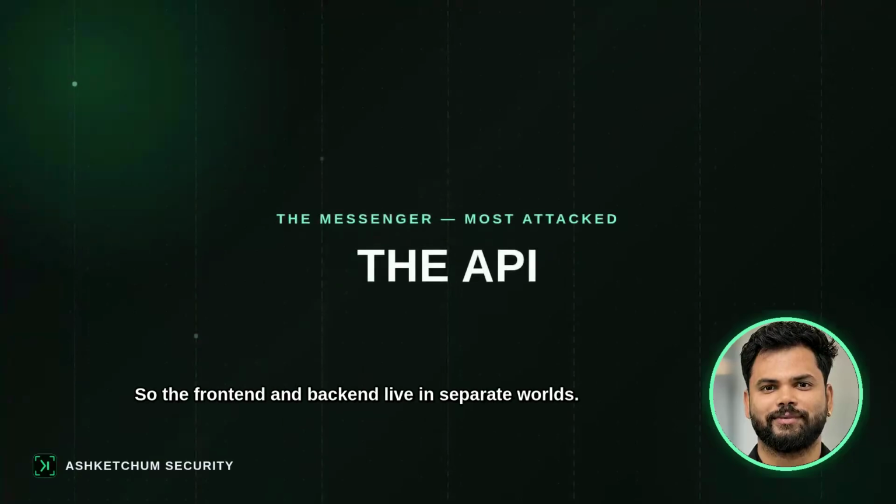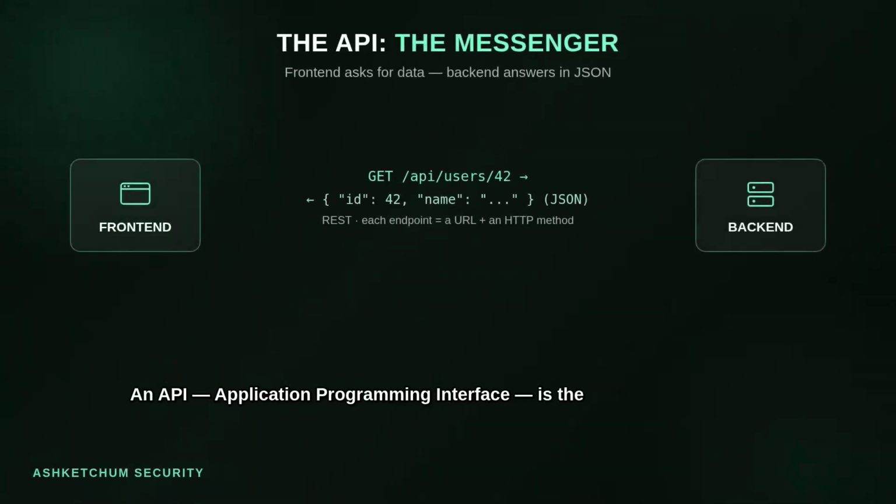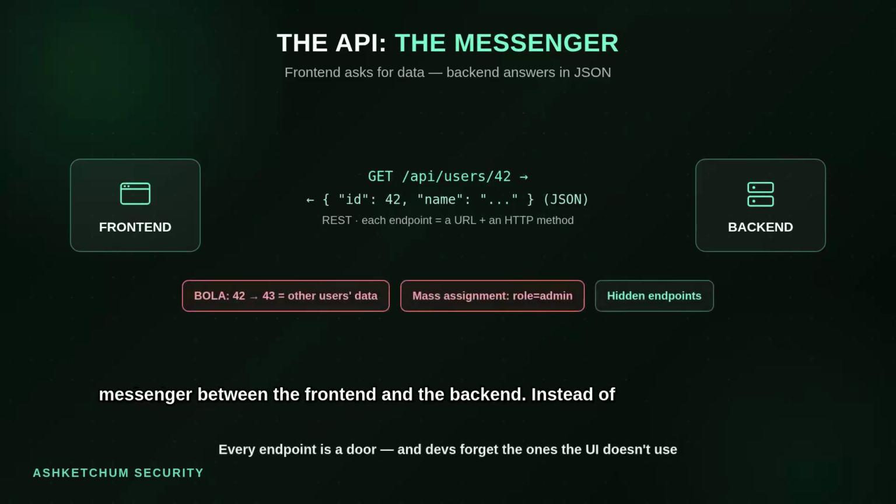So the front end and back end live in separate worlds. How do they actually talk to each other? Through the most important and most attacked layer in modern web apps, the API. An API, application programming interface, is the messenger between the front end and the back end. Instead of the server building whole pages, the front end makes focused requests to specific backend endpoints. Get my profile, update my email, list my orders, and the backend answers with pure data, usually in JSON format.